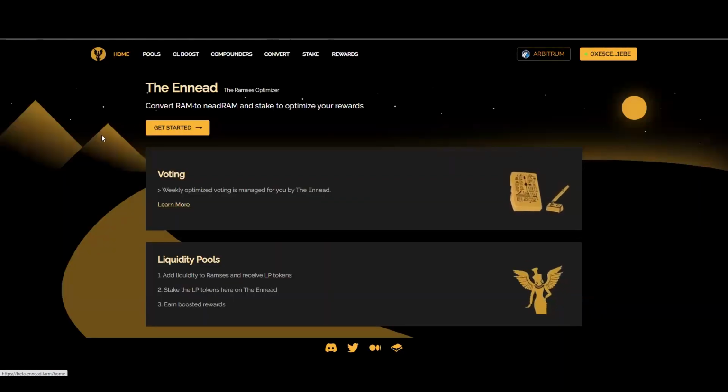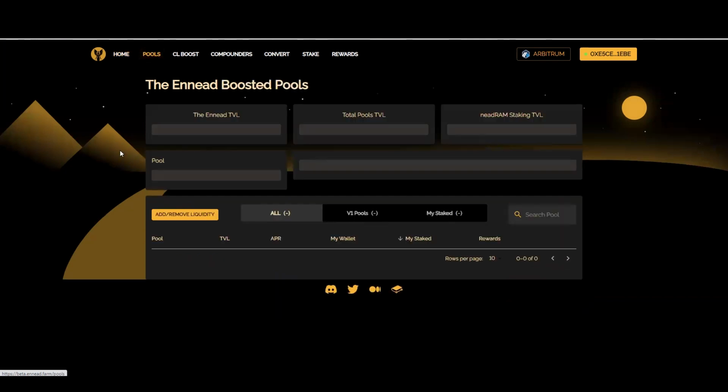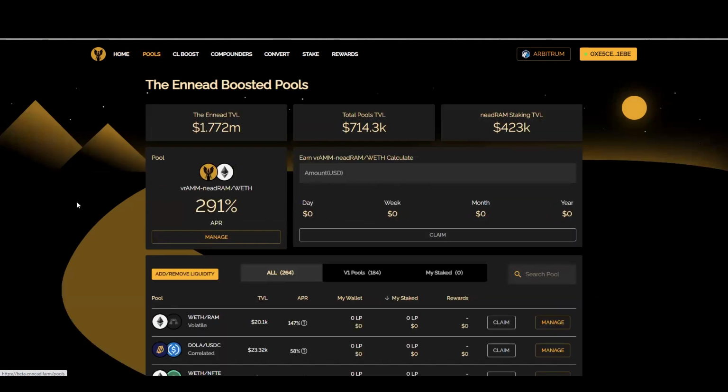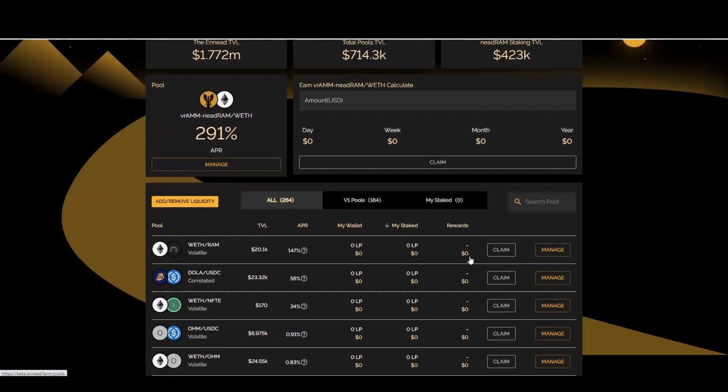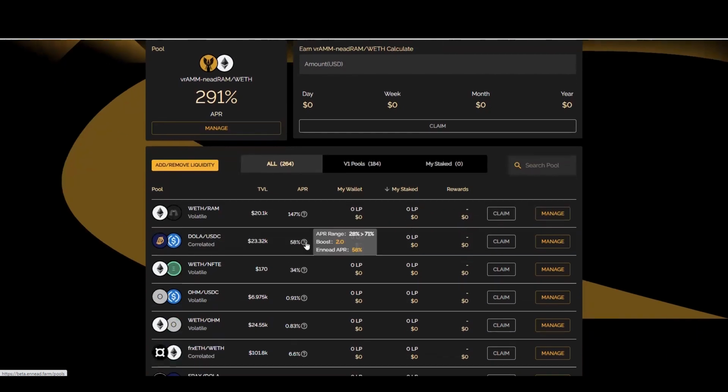Now, if you go across to ENID, this is that layer 2 I spoke about before. You can see the different options. First, you've got different pools. And what you can do here is if you stake, let's say you staked your USDC or something else, what you can do is push it in and it'll give you what the boost level is for this particular pool. Now, in this instance, if you went to WETH NFTE as an example, the boost is 1.6.